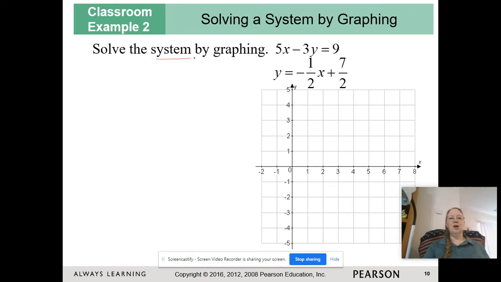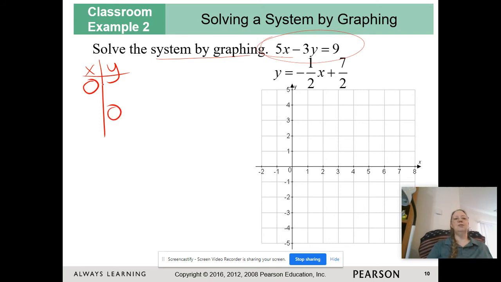All right, solve the system by graphing. We've got 5x minus 3y is equal to 9. Because this is in standard form, actually, the fastest way to graph this one is to find the x and the y-intercept. Remember, you plug in 0 for x, and that gives us our y-intercept. You plug in 0 for y, and that's going to give us our x-intercept. The reason we do that is 0 is the easiest number to plug in.